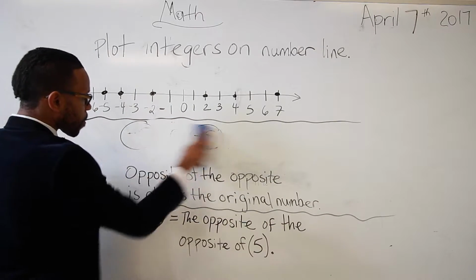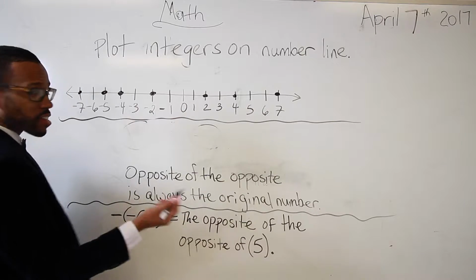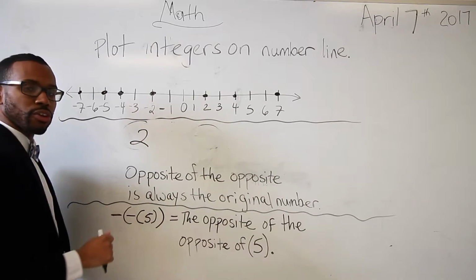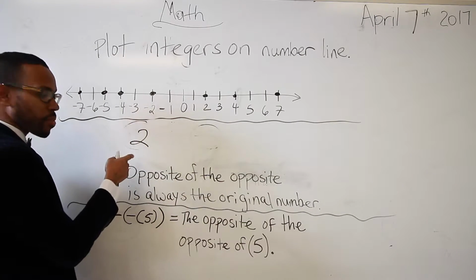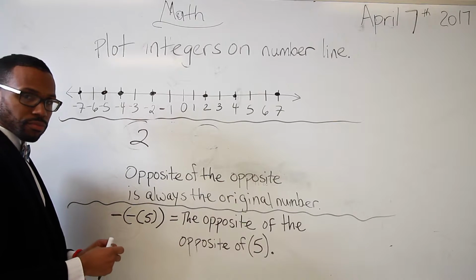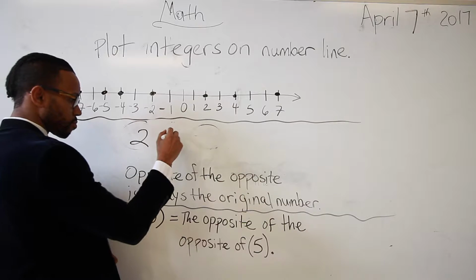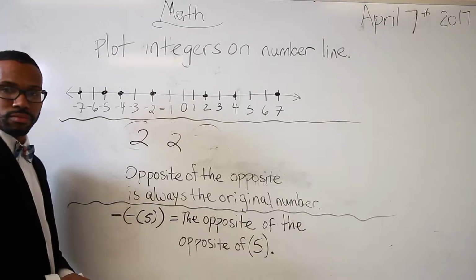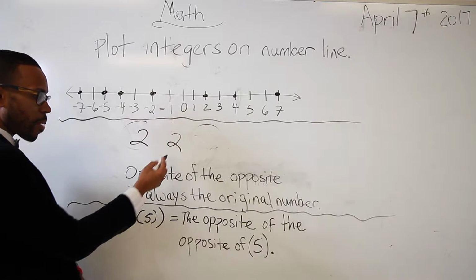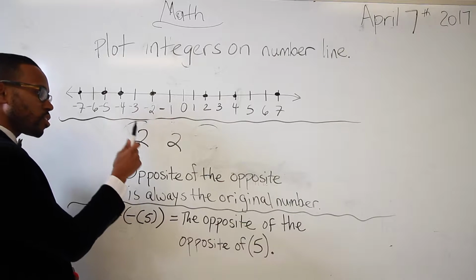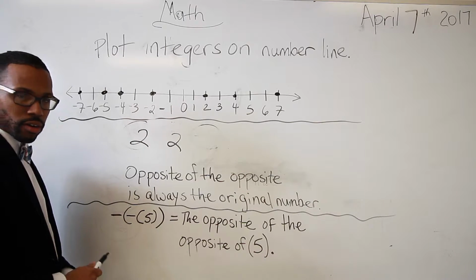So with any number, let's start with a positive number. I want you to find what's the opposite of the opposite for 2. The opposite of the opposite for 2 is going to be 2. The opposite of the opposite is always the original number. Okay?